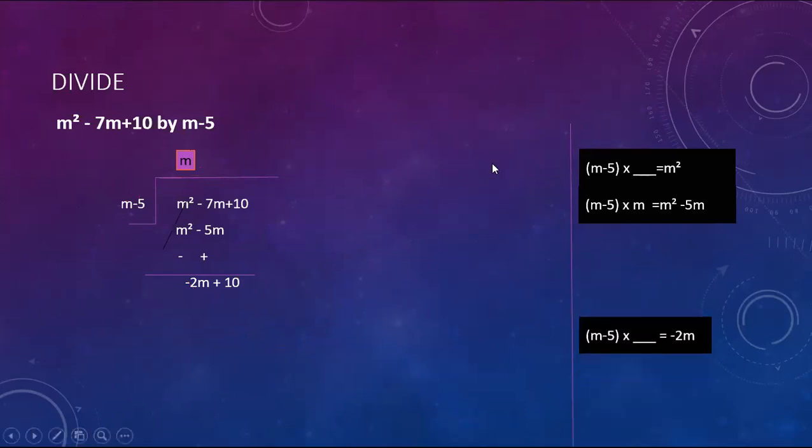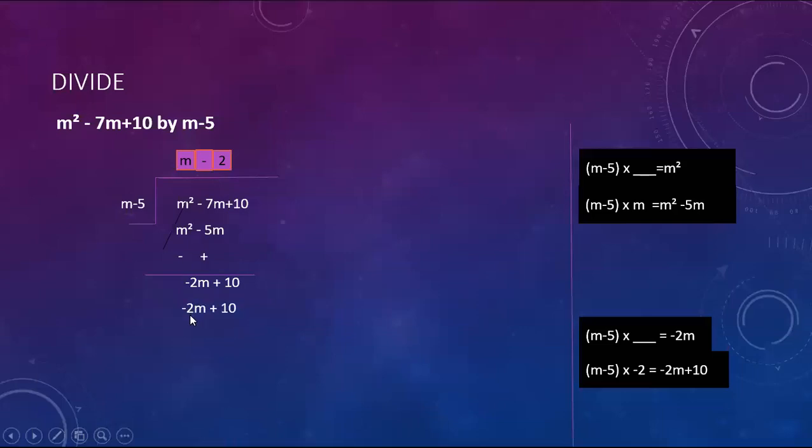Like this. Here we have multiplied it with minus 2, so we get minus 2m plus 10. You have to do these steps in the rough work like this. So in the quotient we get minus 2, and here we get minus 2m plus 10.